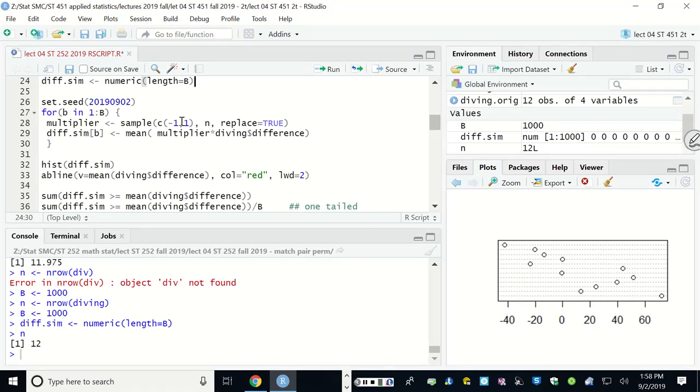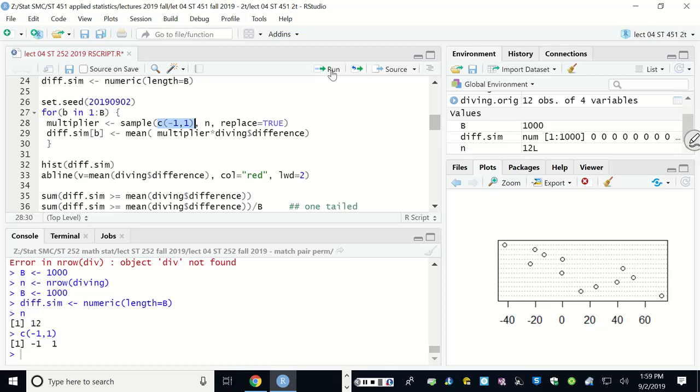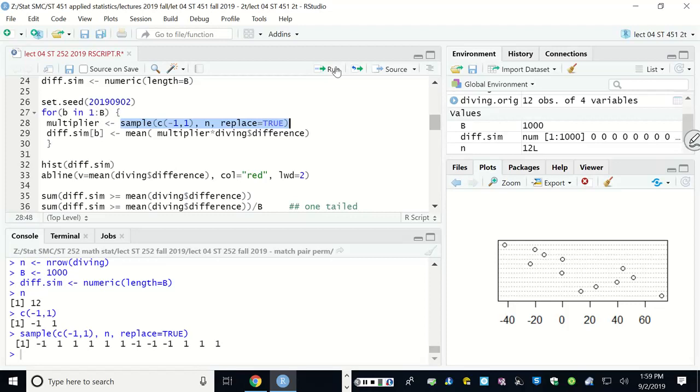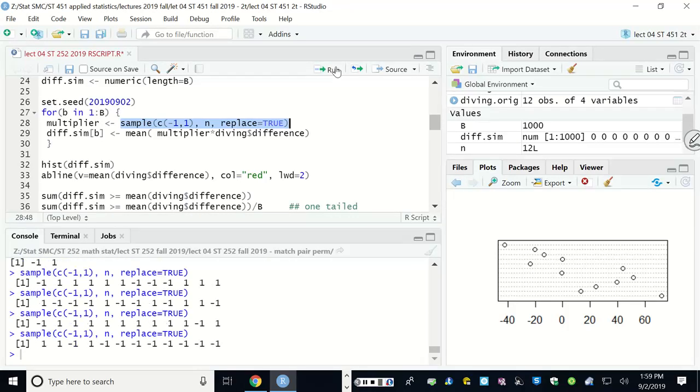So for instance, what this would do is sample, well, let's look at pieces, right? So this first part here, we'll highlight that. It's just 2 values. Right? And then if I sample this with replacement, it's going to give me 12 1s or negative 1s, right? Do it again, you get other samples. And sometimes it flips the first one, right? So if it's a 1, the first difference, what is the first difference?